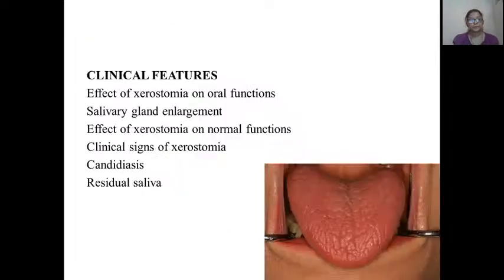The clinical features show the effect of xerostomia on the oral functions: dryness of the lips, dryness of the mouth and the palate, and sticking of the tongue to the palate because of loss of moisture. Salivary gland enlargement is seen, along with effects on normal functions like speech and swallowing. Clinical signs of xerostomia include dryness of the pharynx and larynx, and repeated thirst while drinking and while having food, especially in between meals. Candidiasis can be seen, and residual saliva is also seen.